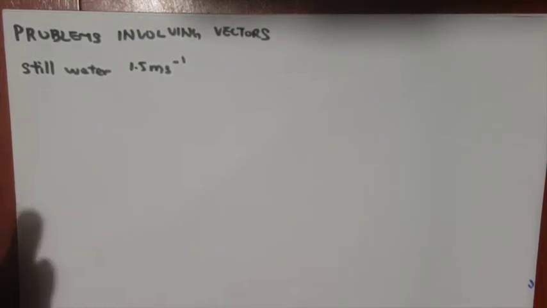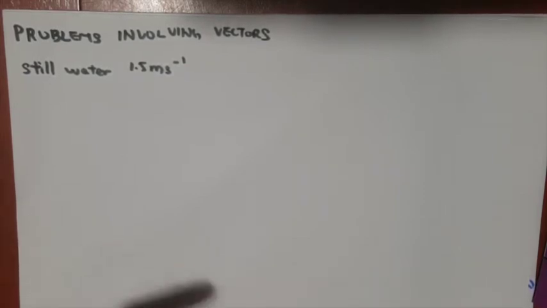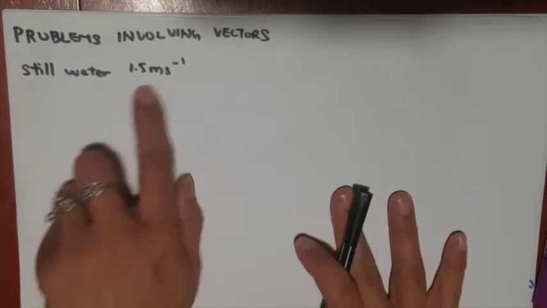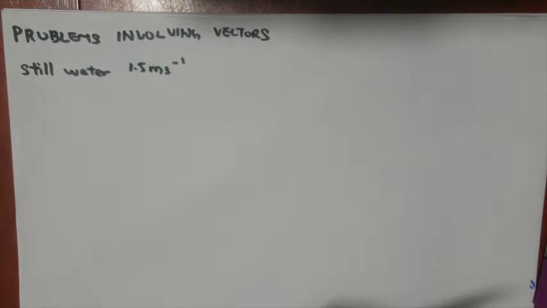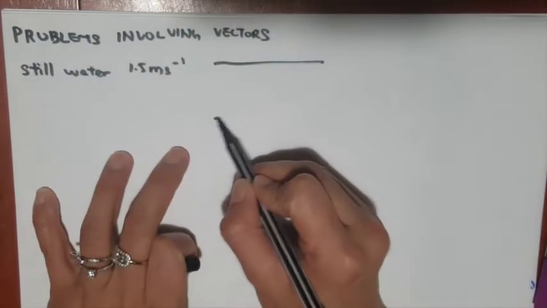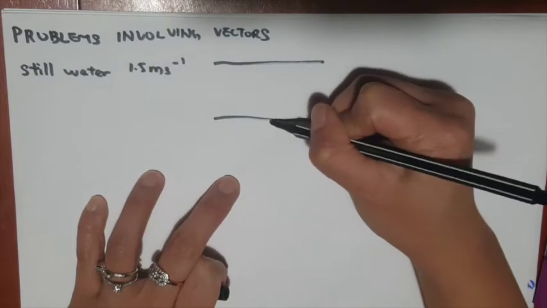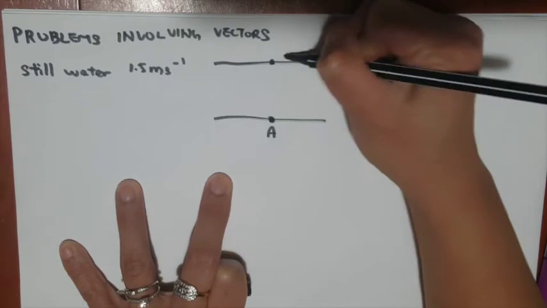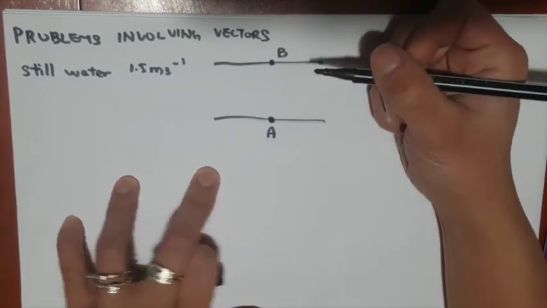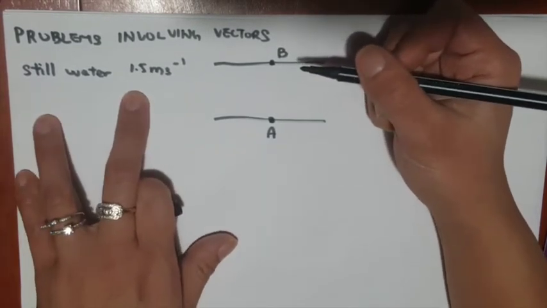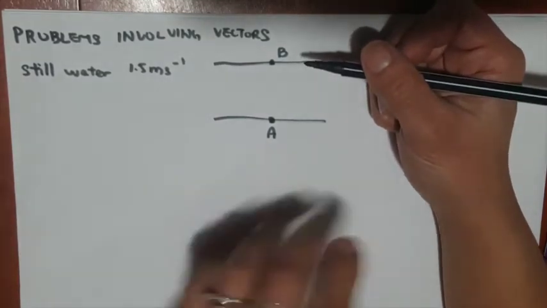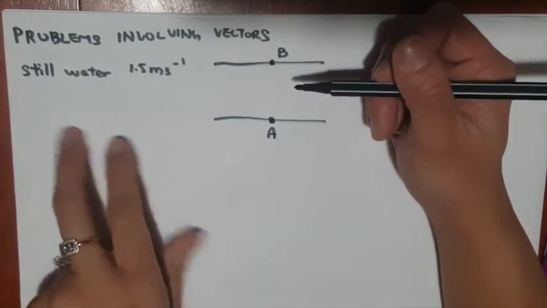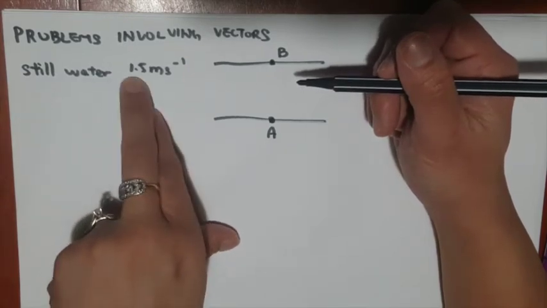For example, if I have a situation in still water, maybe a person, Jason, can swim at 1.5 meters per second. Let's say there is a river here, and Jason is at a point A, planning to swim to point B. In still water means that when there's no current running along the water, Jason can swim at 1.5.